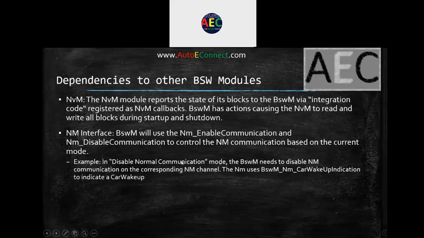Basically, in disable normal communication mode, BswM will disable the NM communication in the respective NM channel. Whenever the disable normal communication request came, on the respective NM channel it will disable all the communication related to NM. And whenever a wake up condition comes into picture, it can again use this NM car wake up indication function. The function will be called and it will indicate the car wake up information to NM.